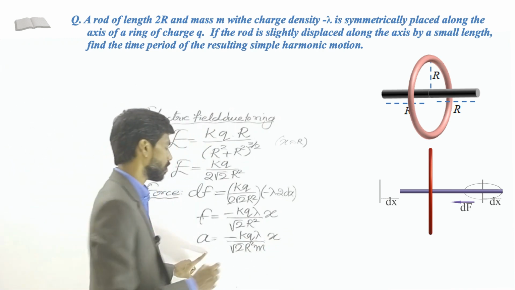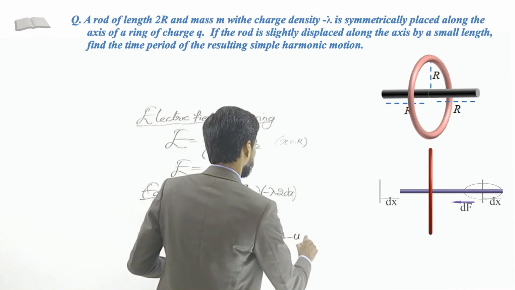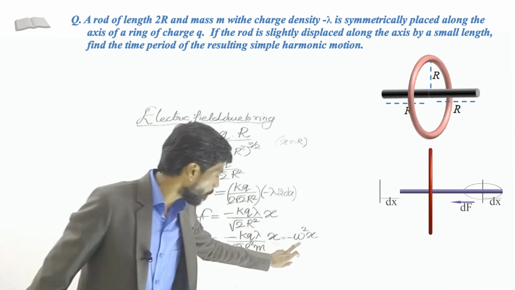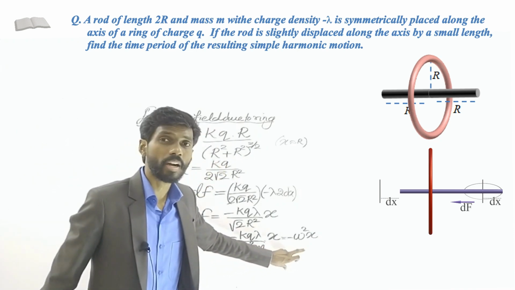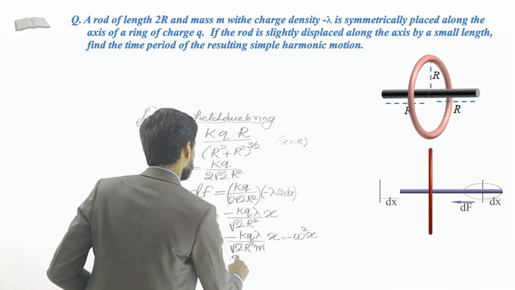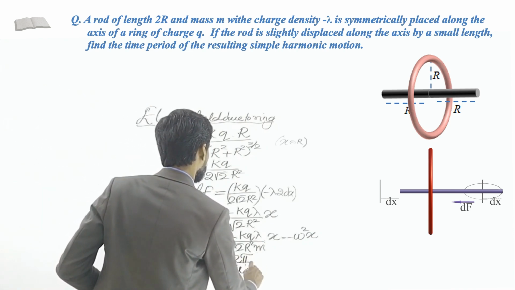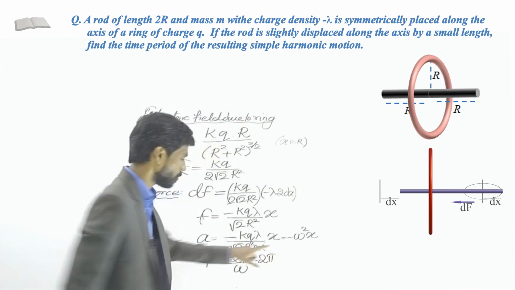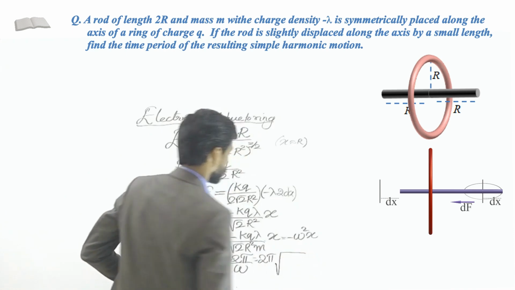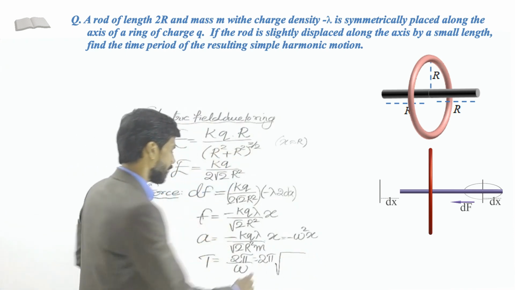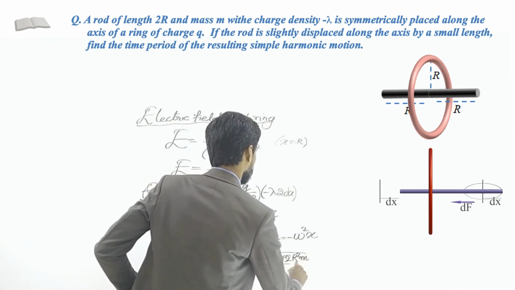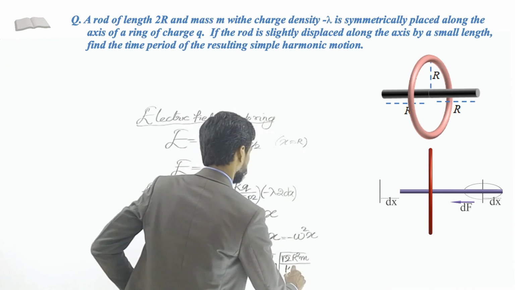But what is the formula for acceleration in a simple harmonic motion? That is minus omega squared x. Comparing these two, we can find the value of omega. Once omega is found, the time period is given by 2 pi divided by omega. So compare this and find the value of omega, which is the square root of kq lambda divided by root 2 r squared m. Taking the reciprocal, the time period involves root 2 r squared m divided by kq lambda.